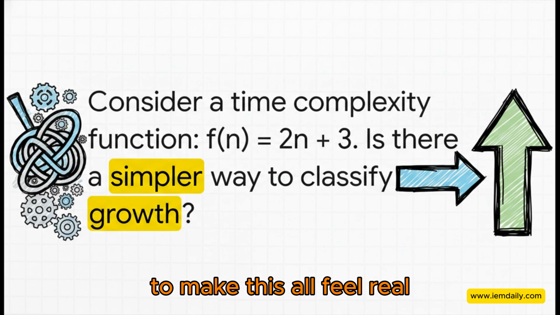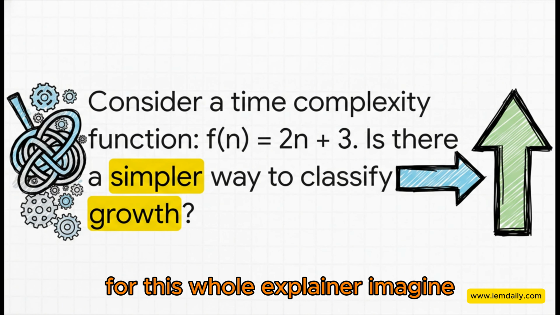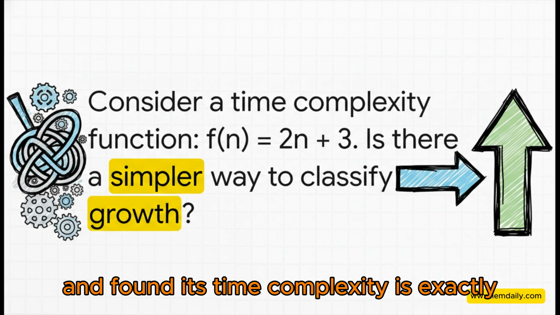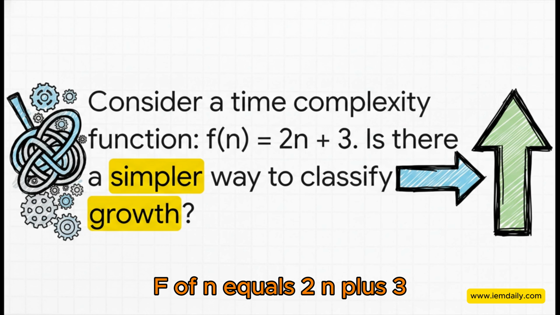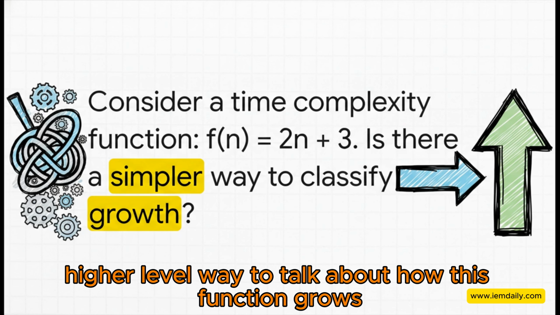Okay, to make this all feel real, let's use an example that we'll stick with for this whole explainer. Imagine we've analyzed an algorithm and found its time complexity is exactly f(n) = 2n + 3. I mean, that's precise, sure, but it's a little clunky. We're looking for a simpler, higher-level way to talk about how this function grows.